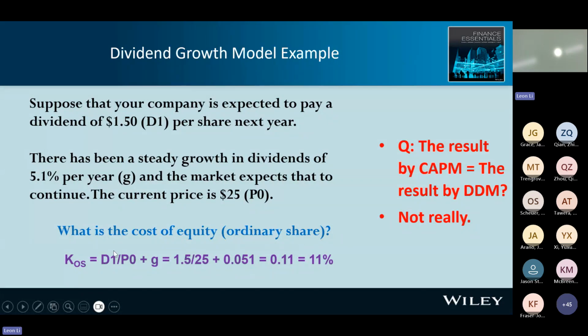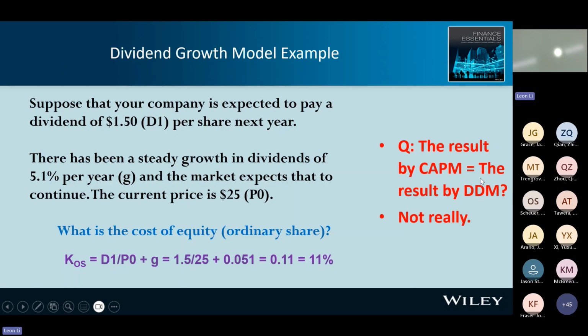Right? So I use the DGM model. Cost of ordinary share is D1 over P0 plus G. Right? D1, $1.5. P0, $25. G, 5.1%. Right? And this is the number, 11%. So we give you 2 methods to estimate the cost of equity. Method 1, CAPM model. Method 2, dividend discounting model or DDM model.